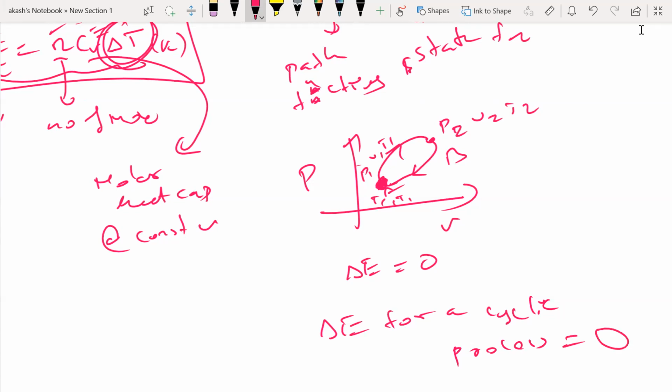But work done on W and Q will not be 0 for a cyclic process. Delta E for a cyclic process is always going to be 0 because it's a state function. Initial and final states are the same, so it is going to be 0. But in the case of Q and W, you are not going to have 0. You will have some finite value.